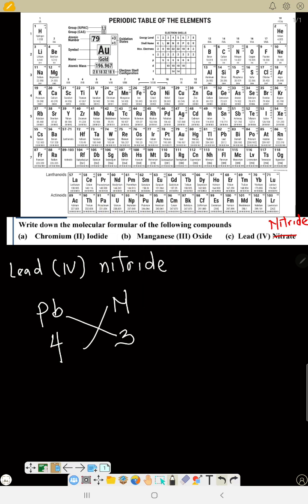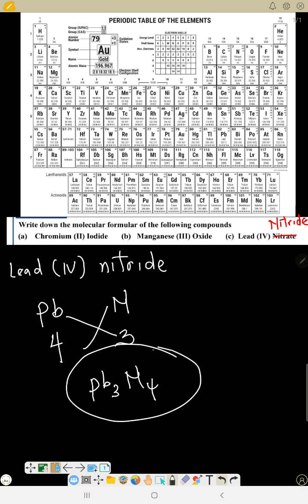So do your crisscross. So that will be Pb3N4. So this is lead 4 nitride. So we use Roman numeral for transition metal. So now if I say this, now compare these two, Al2O3 and Mn2O3.